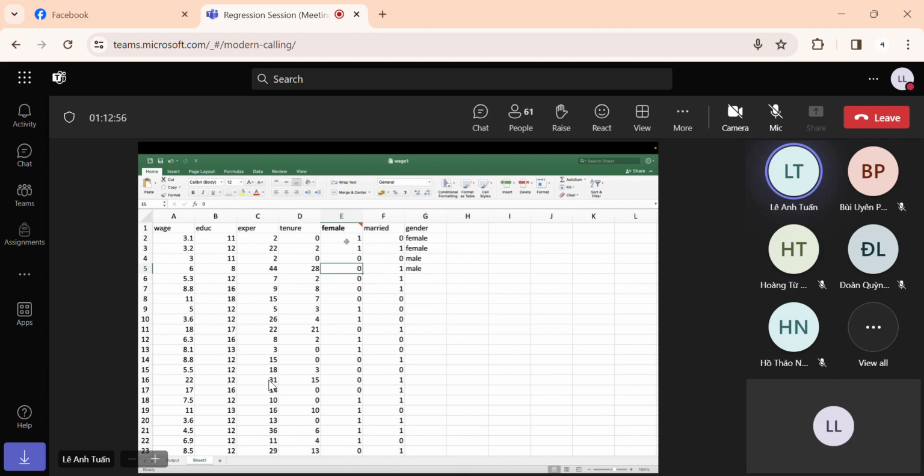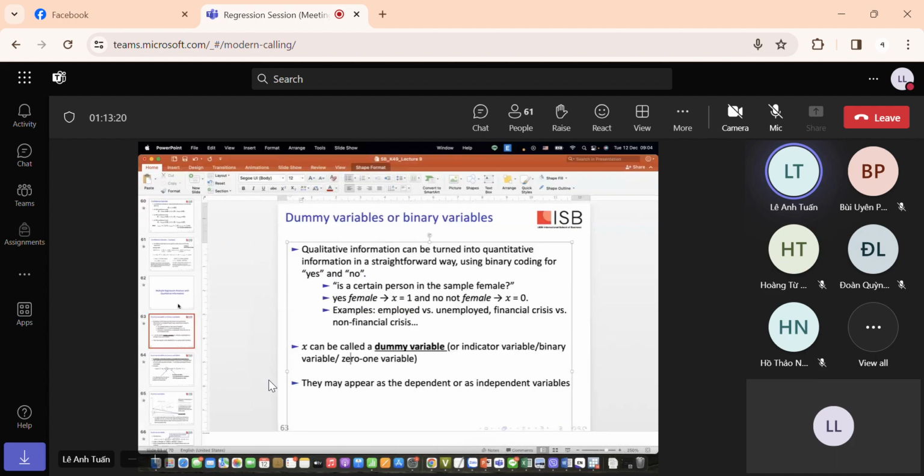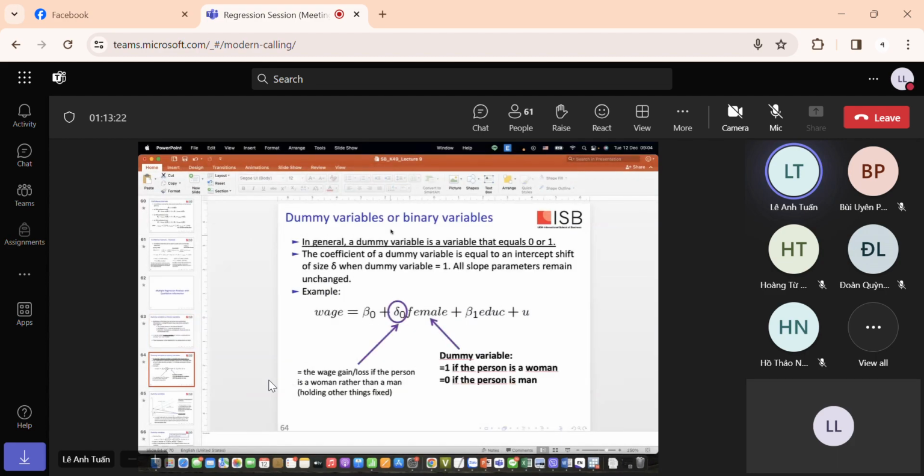Now if we include this in our model, similarly here we have marriage. If a person is married, we get one. Unmarried, we get zero. And now how do we interpret the coefficient here? We have dummy variables, a variable that equals 0 or 1.